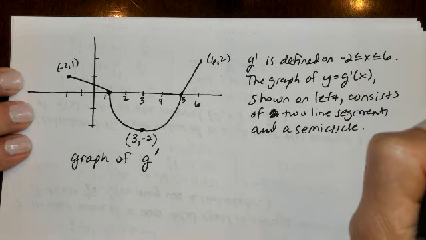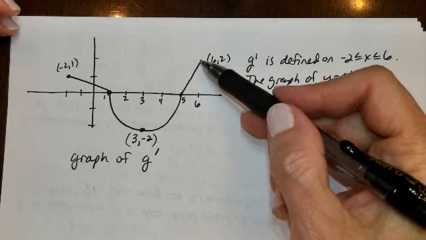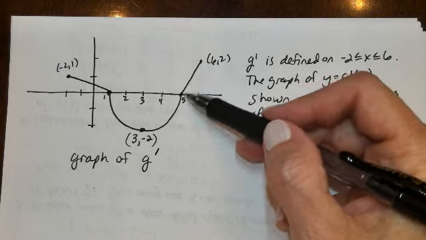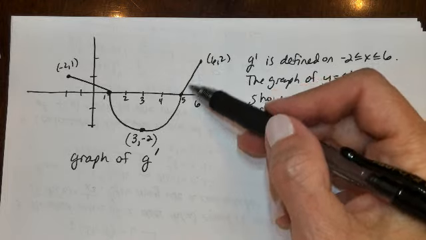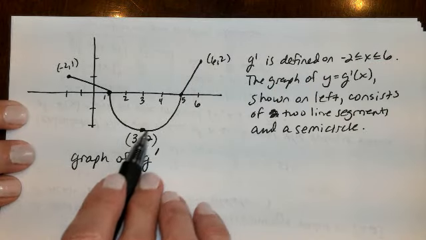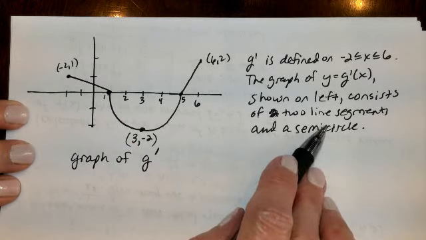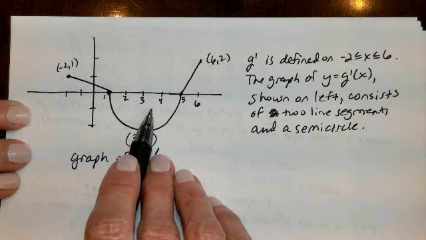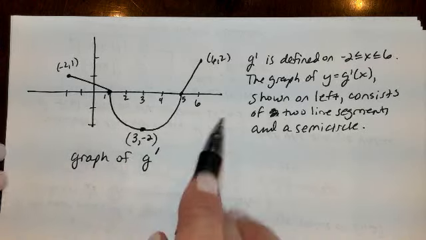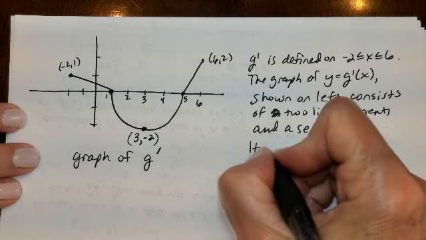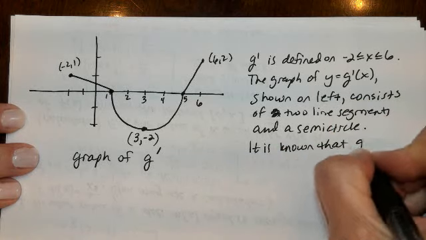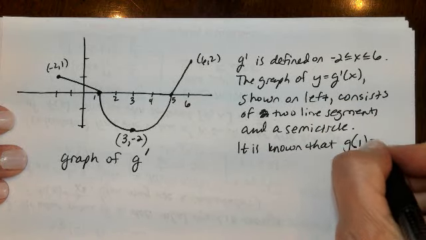Why do I have to tell you that? I have to tell you that because otherwise you don't really know for sure that this is a straight line. Maybe it's just, you know, some other function that appears to be fairly linear, right? And you don't know for sure that this is a semicircle unless I tell you it is. So these things have to be told to us for us to use some facts about this, okay? It is known that G of 1 is equal to 5.